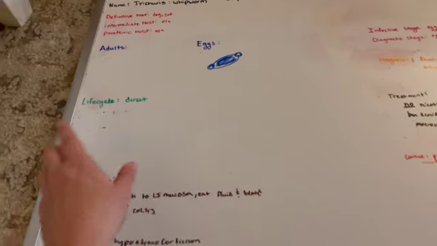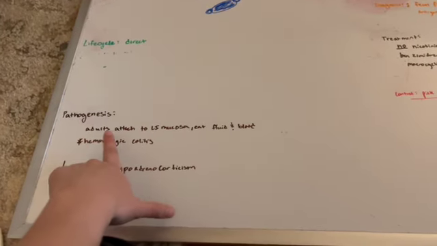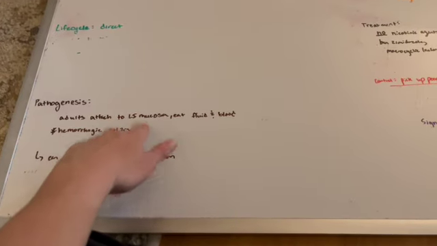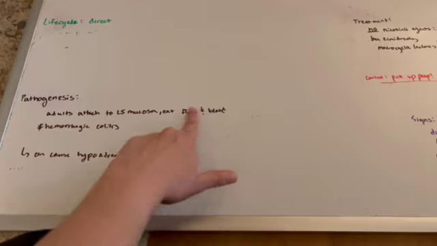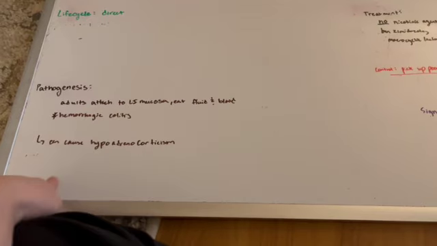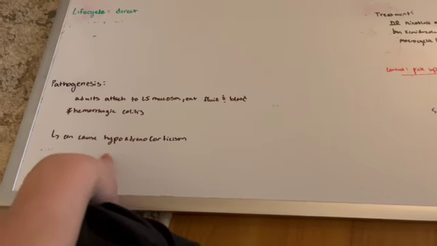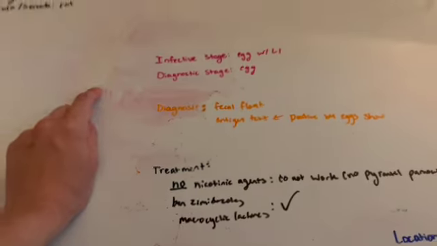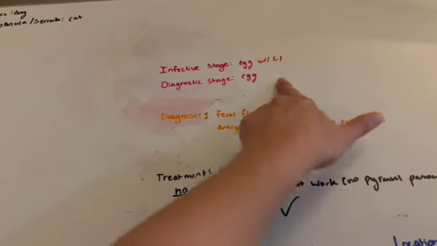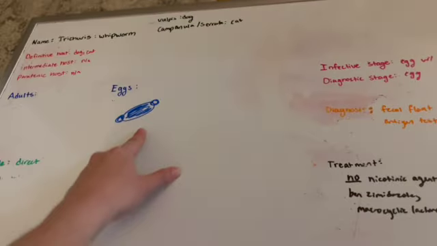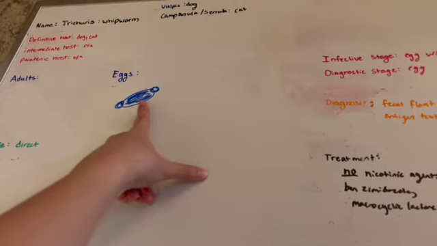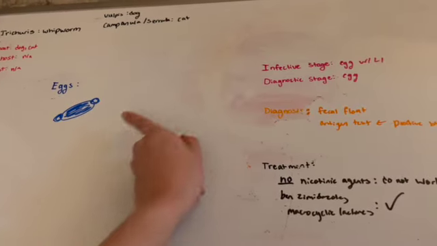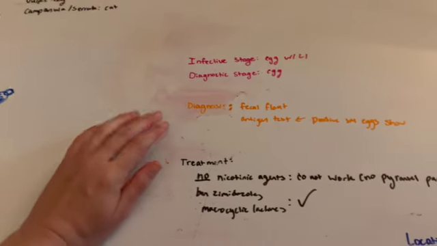Life cycle is direct. Pathogenesis, the adult's attached to the large intestine mucosa. So whipworm is found in the large intestine. It eats fluid and blood, and it causes hemorrhagic colitis. It can also be associated with hypoadrenocorticism. Infective stage is going to be the egg with the L1. So this egg that has just come out in the feces is not infective. It's just the diagnostic stage. It has to develop some time in the environment.